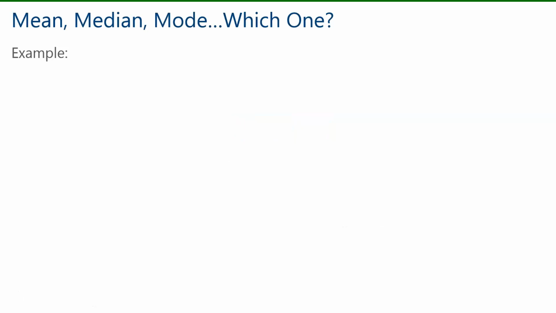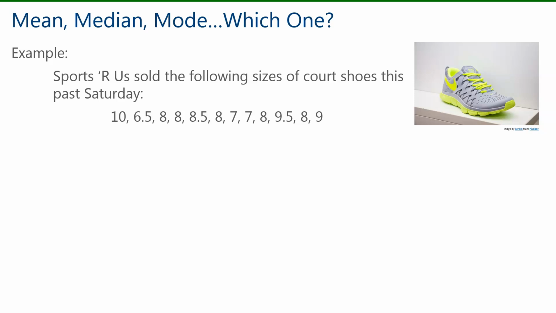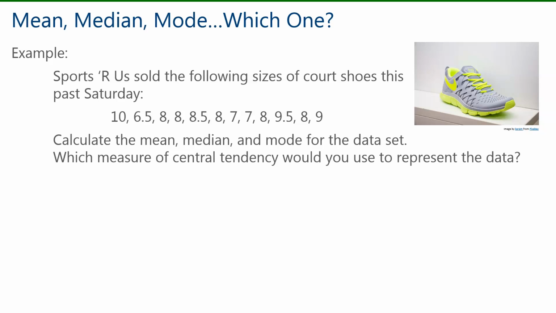Our next example. Sports R Us sold the following sizes of court shoes this past Saturday. We have to calculate the mean, median, and mode for the data set, and then decide which measure of central tendency we're going to use to represent the data. What is, in other words, the average shoe size? Let's first calculate the mean.